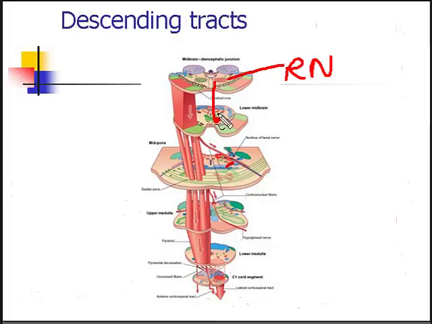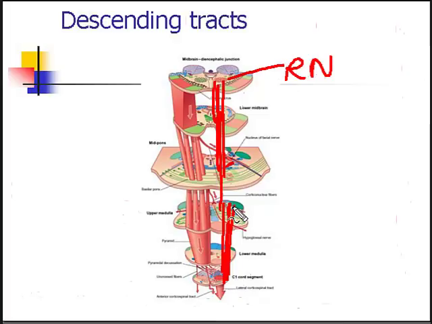So if a tract is formed high up, you'll see it all the way down. If there's a tract formed here, for example, from the vestibular nucleus, then you won't see it up there because it only began from here. So then you'll see those fibers all the way down. When we do these sections, this is how you're going to remember what tracts you see and what tracts you don't see.